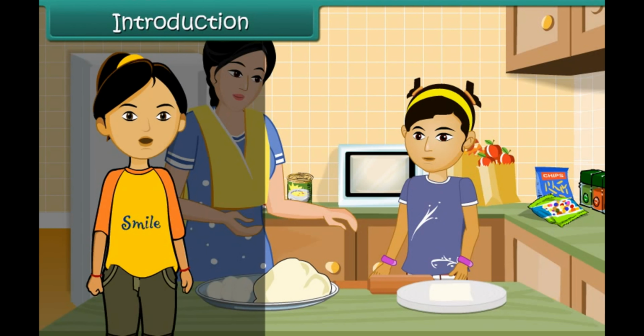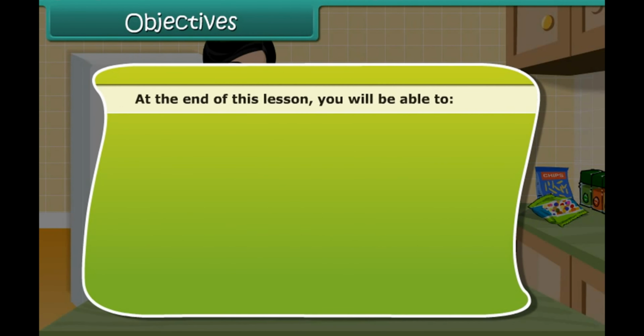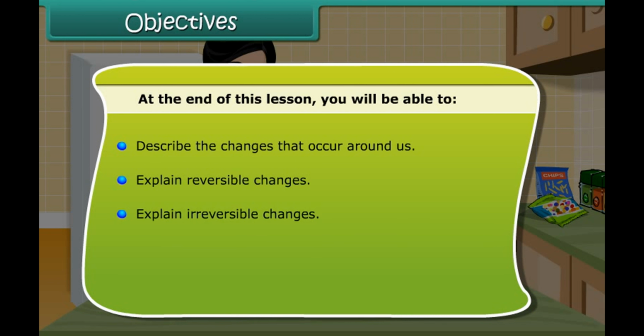Children, in this lesson we will learn about changes around us and the reversible and irreversible changes. Objectives. At the end of this lesson, you will be able to describe the changes that occur around us, explain reversible changes, explain irreversible changes, describe expansion, describe evaporation.